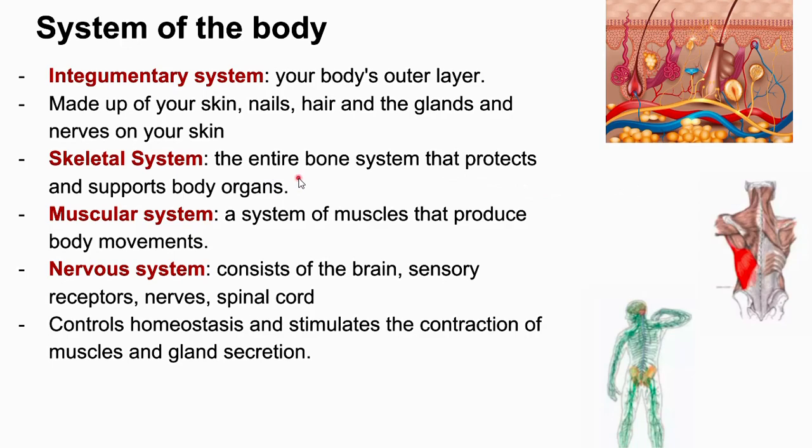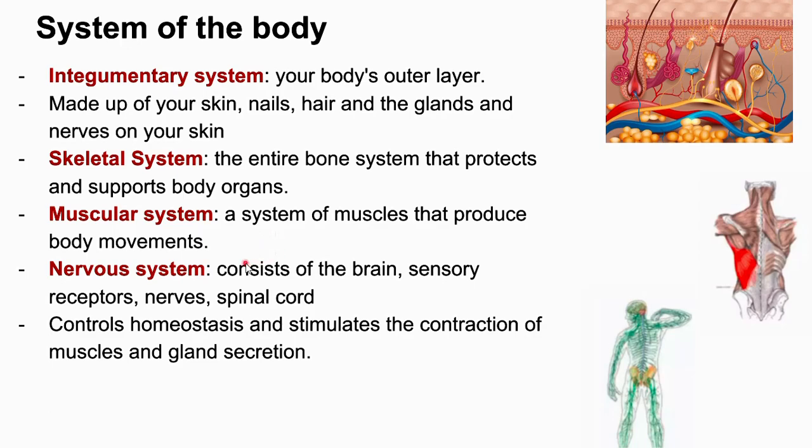The muscular system is a system of muscles, like we have stated here. Looking at this human being, we can talk about these muscles, we can talk about all types of muscles, and we know that the major function of muscles is to produce body movement. The nervous system consists of the brain, the sensory receptors, nerves, and the spinal cord.